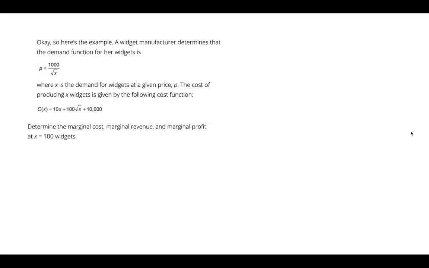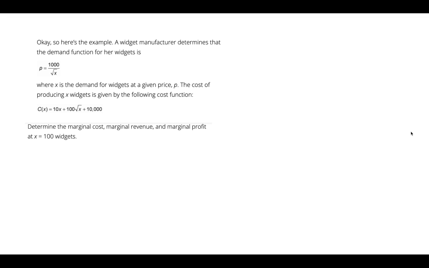Okay, so here's an example. A widget manufacturer determines the demand function for her widgets is little p, so that's the price. Be careful. There's the profit function, which is capital P of x. This is little p, it's the price, okay, is 1,000 divided by the square root of x. So that's how the manufacturer knows how many items to produce if a certain price is desired, where x is the demand for widgets at a given price p.